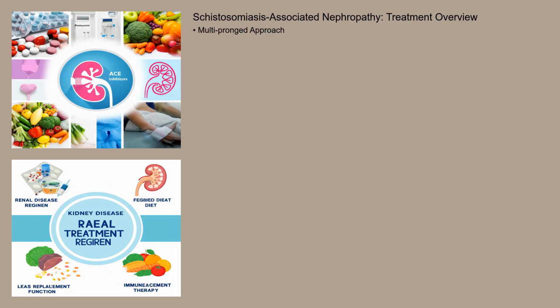In addition to anti-parasitic therapy, immunosuppressive agents, such as corticosteroids, may be used to reduce inflammation and immune complex deposition in the kidneys. Angiotensin-converting enzyme (ACE) inhibitors or angiotensin receptor blockers, ARBs, are often prescribed to control hypertension and reduce proteinuria. Dietary modifications, such as restricting protein and salt intake, may also be recommended. In cases of advanced kidney failure, dialysis or kidney transplantation may be necessary.